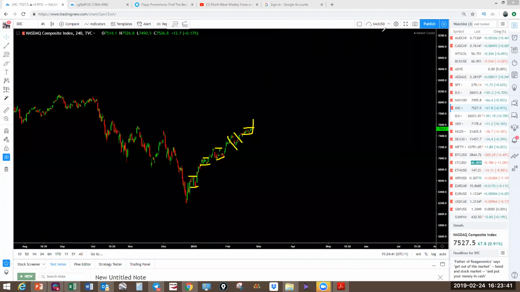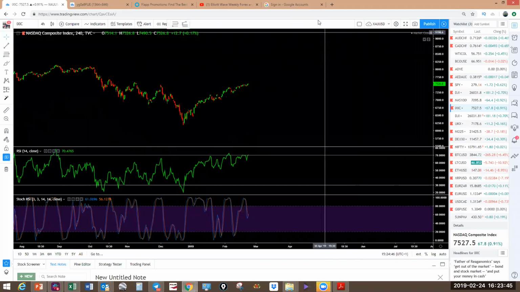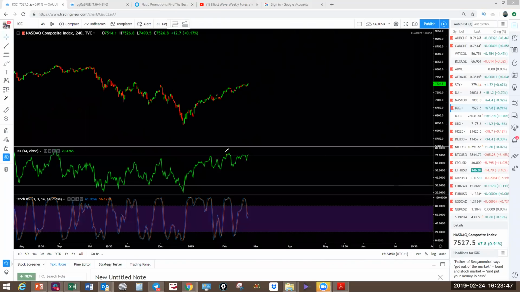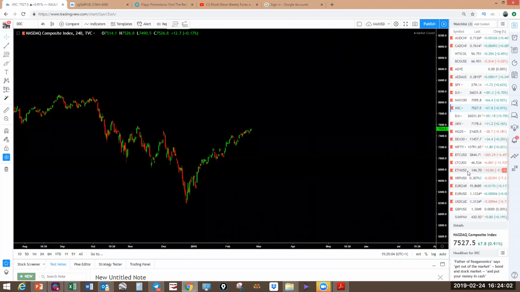Okay, still gonna go up. Let's see what it looks like on the indicator. There is no divergence as yet. No real divergence as yet. So this may still make a high. The indicator is doing exactly what the price is doing, so there's no sign of reversal on the indices at this stage. Right, so that is the NASDAQ.